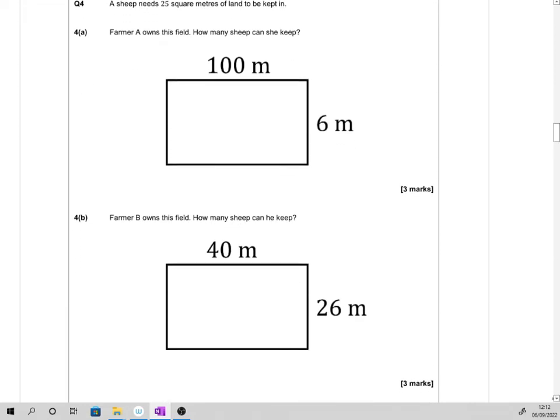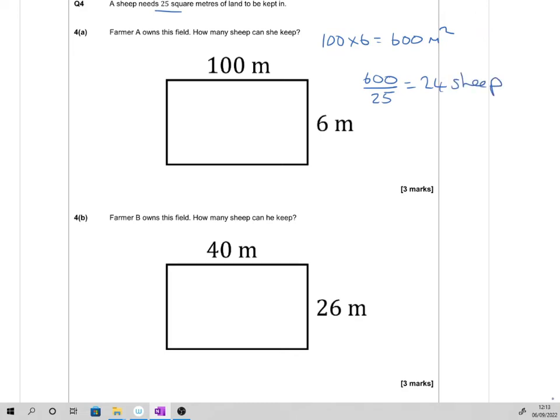A sheep needs 25 square meters of land to be kept in. A farmer owns the field. How many sheep can she keep? So find the area. 100 times 6 equals 600 meters squared. Now divide that by what the sheep needs. 600 divided by 25 is 24 sheep.